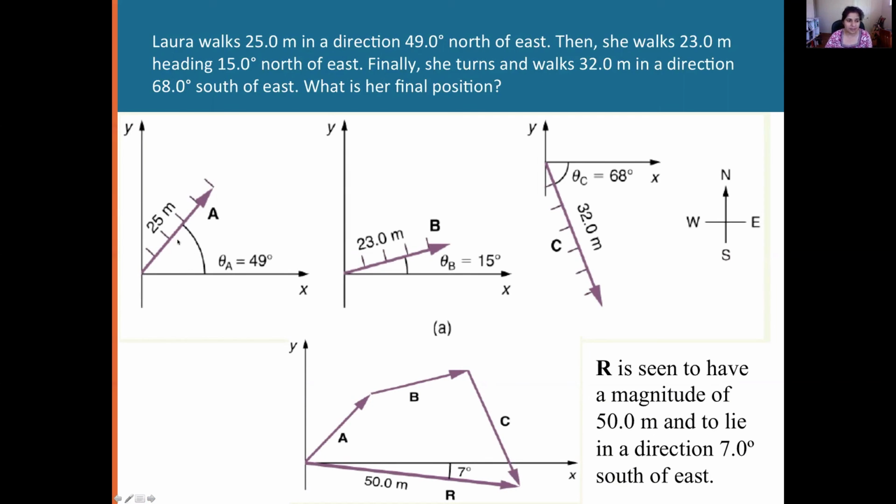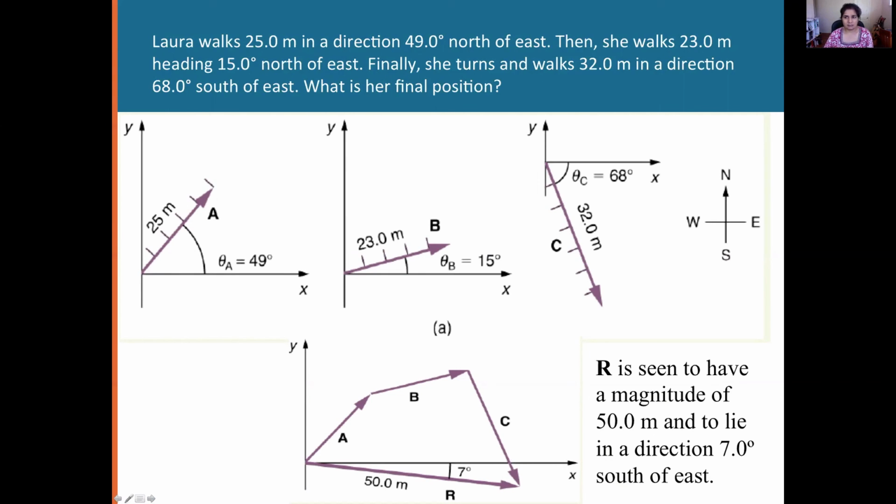So she starts off at an angle 49 degrees north, so I need to go 49 degrees north of east. And how far does she go along this direction? So this is the direction, this is the line. She goes 25 meters. So I've chosen this as my scale. So 1, 2, 3, 4, 5 units. Each unit of this represents 5 meters. So this is 25 meters north of east. That purple vector is my first vector for how she walks.